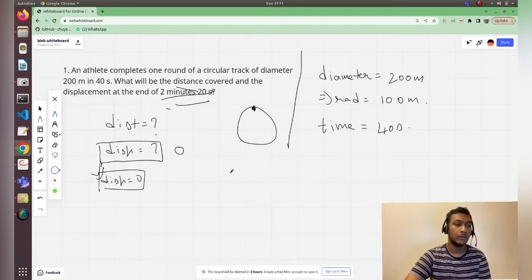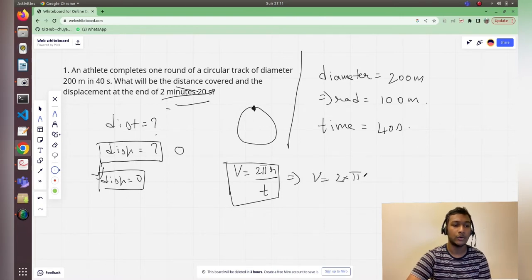So what is the formula that you know for distance here in case of a circular motion? We've discussed this, right? So V is equal to 2 pi r divided by t. This is to find out the velocity of your object. So V is equal to 2 into pi into what is our R? R is 100 meters divided by time is 40 seconds. Okay, you can just cancel this out, and this is 5 pi. Let us keep it this way for now.